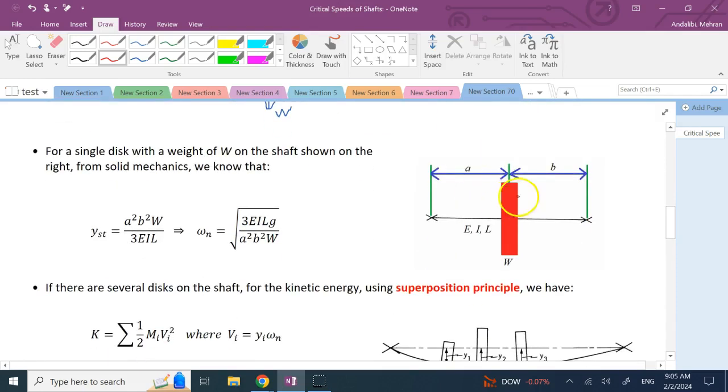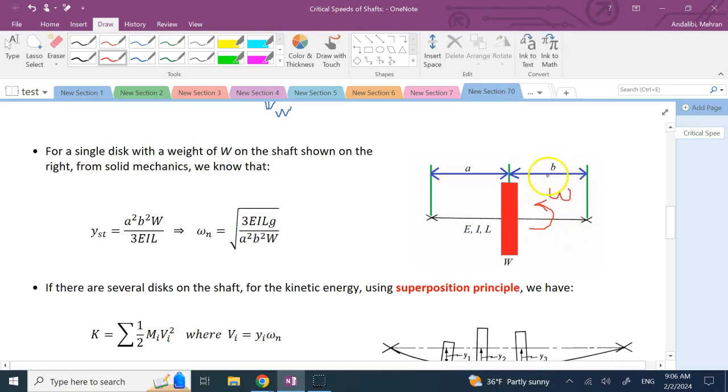Now, let's look at one simple example here. So here we have a shaft with a disk with weight W on it. The shaft has a length of L, which is equal to A plus B. So the disk is not exactly in the center. The Young modulus is E, and the polar moment of inertia is I. And it is spinning with angular velocity omega.